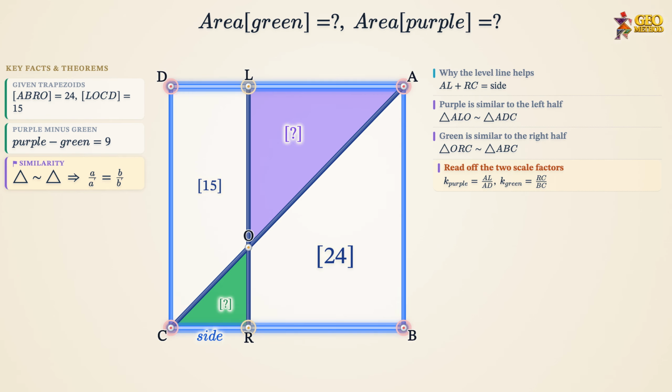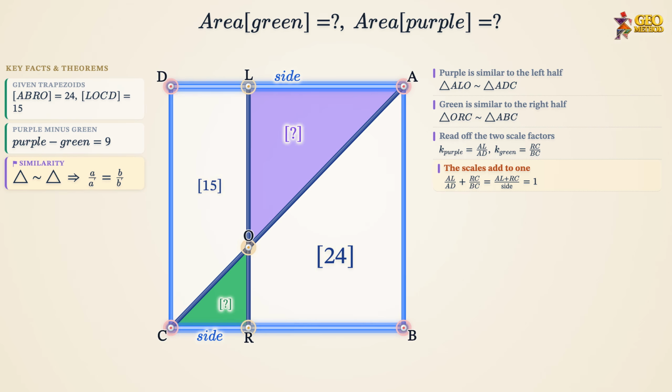The scale factor of purple against the left half is segment IL over segment ID, the ratio of matching horizontal legs. The scale factor of green against the right half is segment RC over segment BC. Both segment ID and segment BC are just full sides of the square, so the two scales share the same denominator. Add the two scale factors.